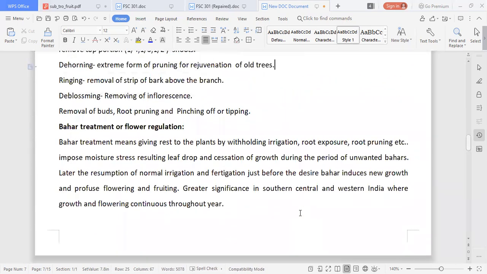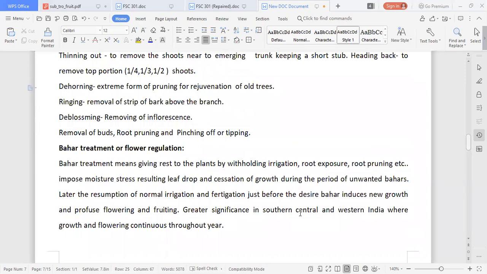So coming to Bahar treatment. Tipping also there, that is just 2-3 centimeters from the tip of the branch, you have to pinch or cut. That is tipping, removing some terminal growth. Bahar treatment means giving rest to the plants.